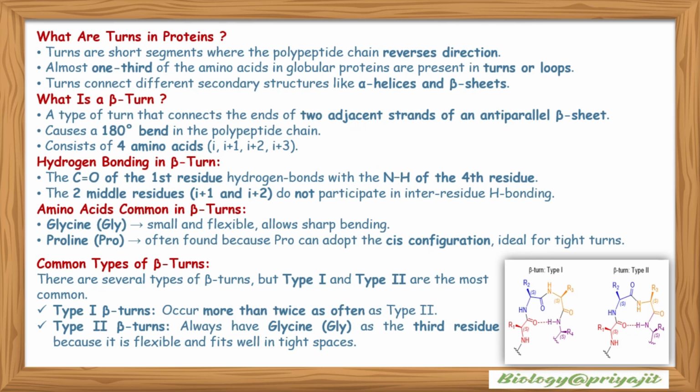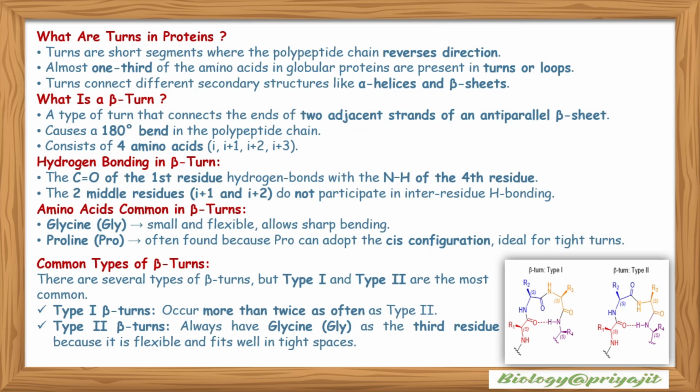So what is a beta turn? It's a type of turn that connects the ends of two adjacent strands of an antiparallel beta sheet. It causes a 180-degree bend in the polypeptide chain. It consists of four amino acids, named I plus 1, I plus 2 and I plus 3.